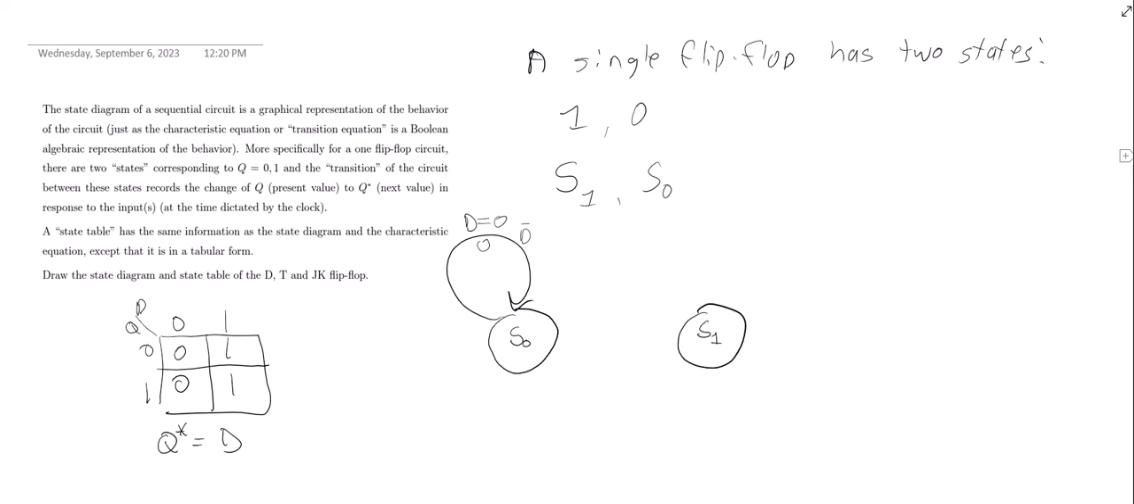So for each state, I have to see what happens for every possible input. Now, I only have one input, so there's only two possibilities. My input is either 0 or 1. What happens if my input is 1? I go to my next state. So I could write this as D equals 1. I could write it as 1. I could write it as D.